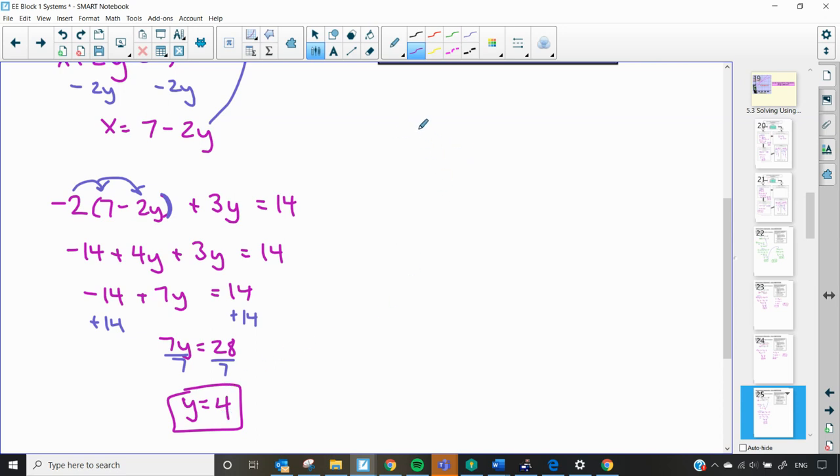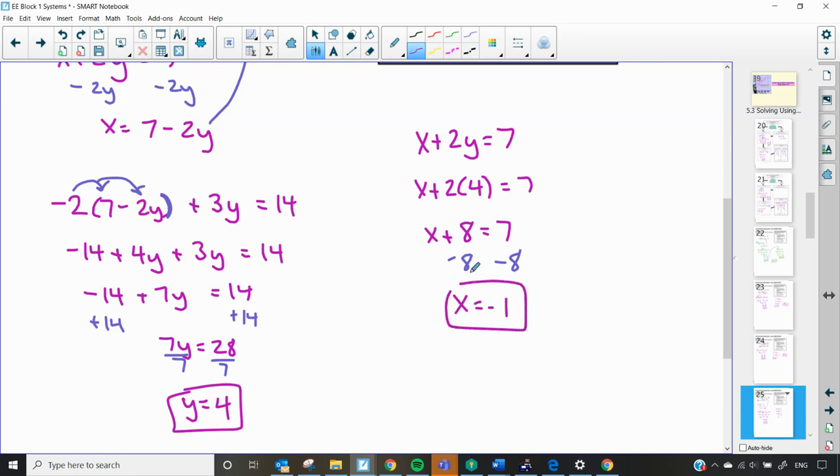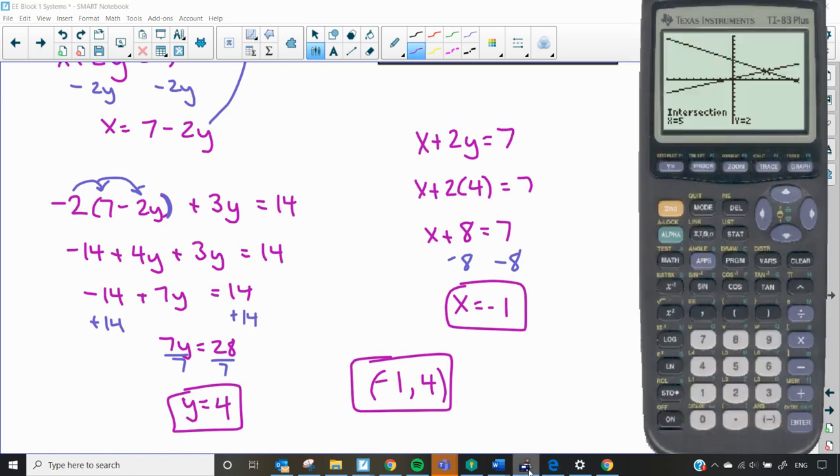We've already subbed into equation 1, so now we're going to sub into equation 2. Equation 2 is x plus 2y equals 7. So we're going to substitute the 4 in for the y. So we're going to have x plus 2 times 4 equals 7. So x plus 8 equals 7. Subtracting 8 from both sides, we have x equals negative 1. Again, we'll write out our variables here: x is negative 1, y is 4. Be careful not to mix those up. And then we're going to double check with our calculator.